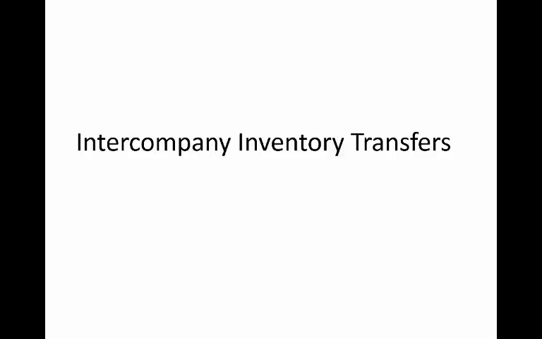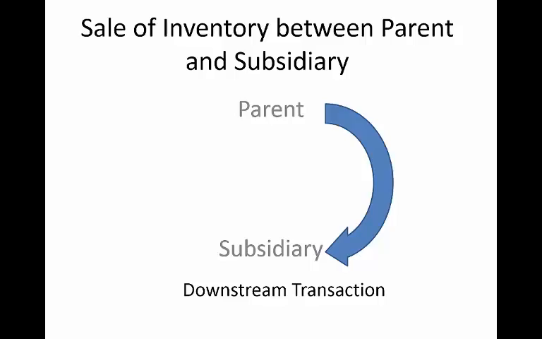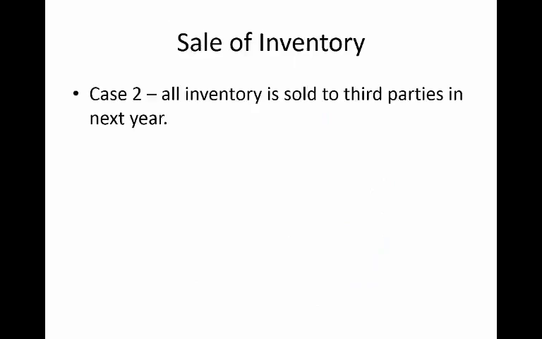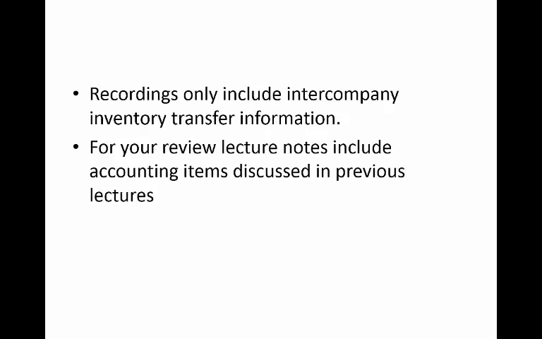Intercompany inventory transfers. We're going to continue with our downstream transactions, and in this lecture we're going to look at case 2, when all of the inventory purchased by the subsidiary is sold to third parties in the next year. So we'll have some deferred gross profit that we have to address.